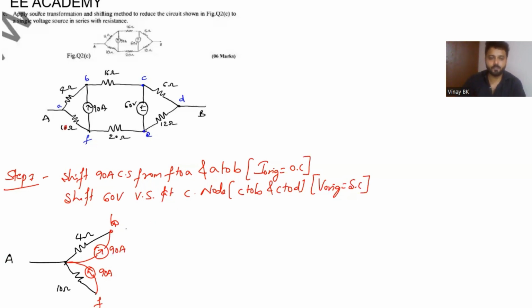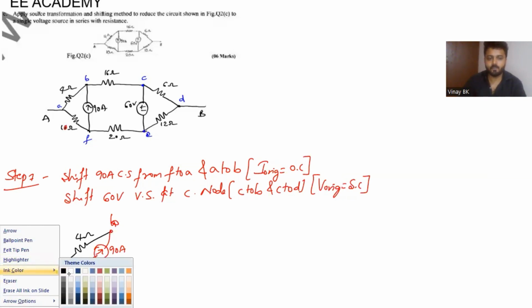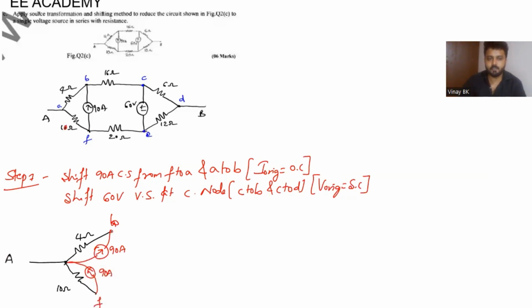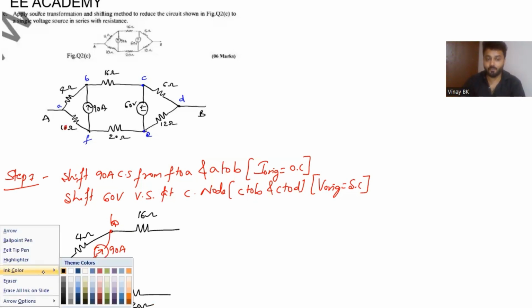Again, from B to C, there is a resistor of 16 ohm. From F to E, there is a resistor of 20 ohm. The original current source becomes zero, so that is an open circuit. Here, from C to E, there is a voltage source. I am doing voltage shifting now.